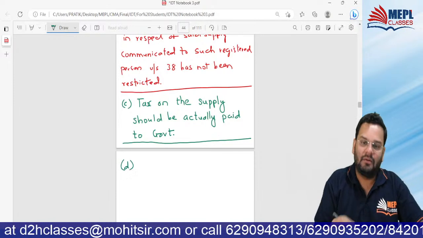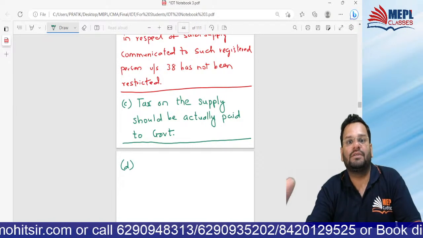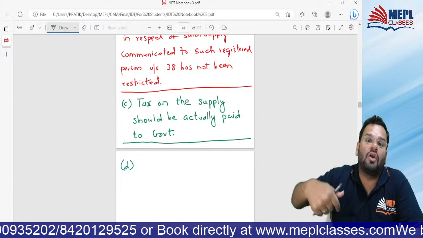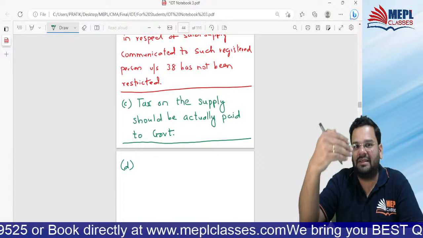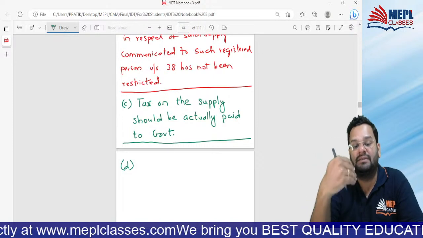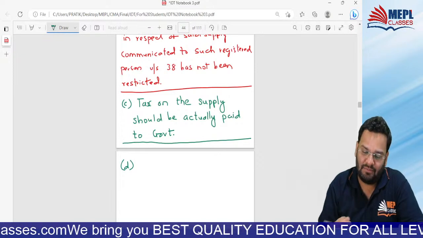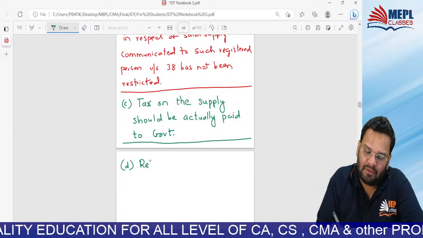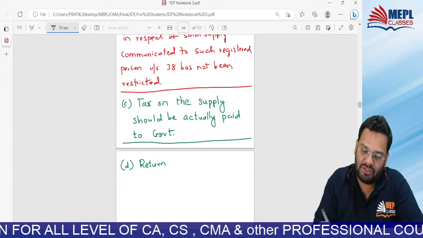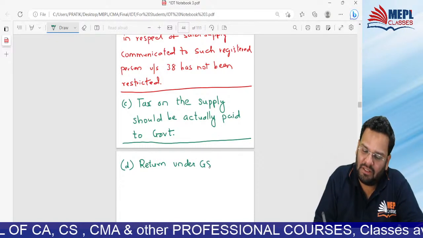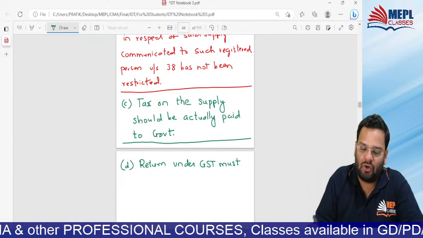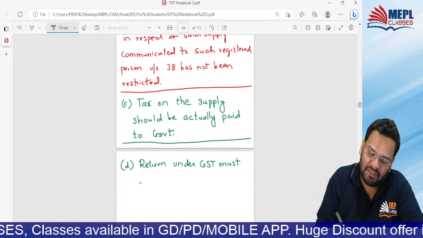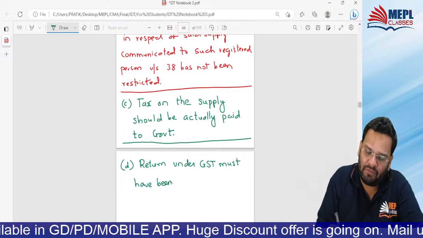And last condition, my dear friends, sixth condition. You will say sixth condition, still only clause D. There was a clause AA and there was a clause BA. That's why only till D clause we have. But conditions covered are six conditions. So what is the last condition? The last condition is that return under GST must have been furnished. Of course, this is the condition for that registered person who wants to claim ITC.